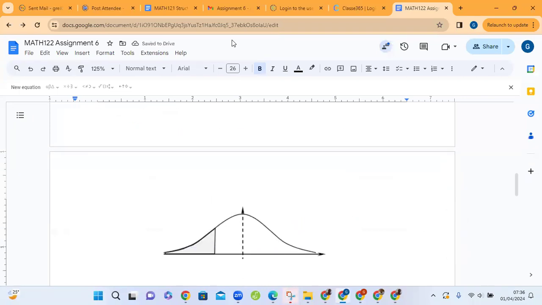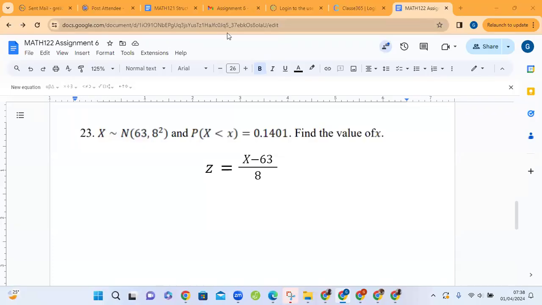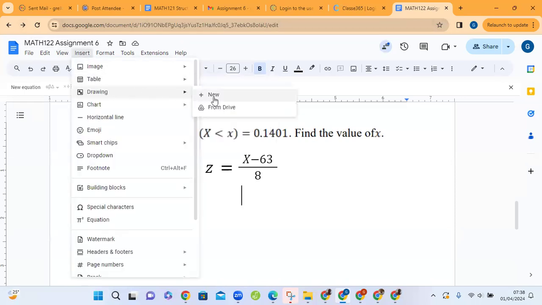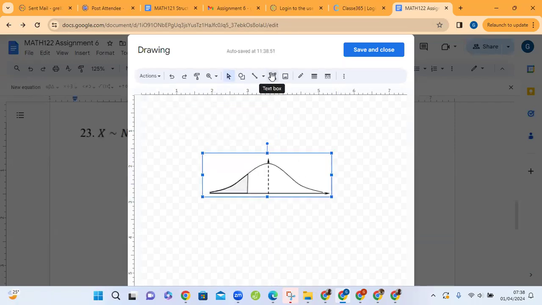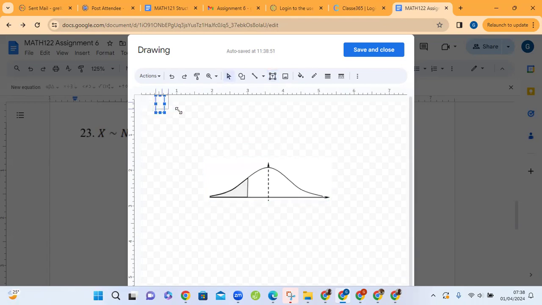And then you label it appropriately. And then what you do now, you go to insert and you go to drawing and you go to new and you paste it in drawing. Now you have to realize that let's use a text box to show that your Z value will be negative. Whatever value you get for your Z, you're going to put a negative sign by it, because that's a value that will be on the left side of 0 on the standard normal curve.